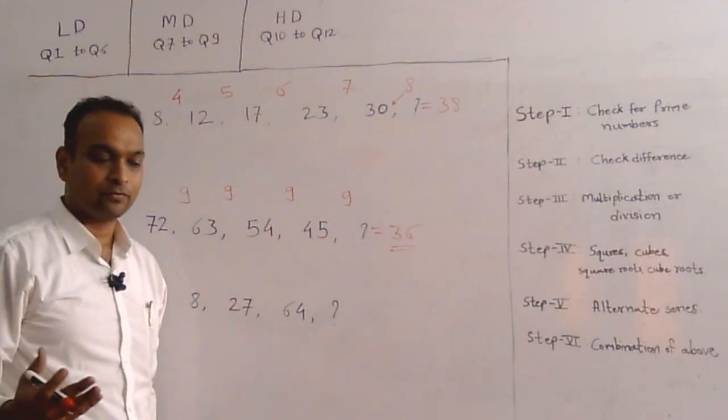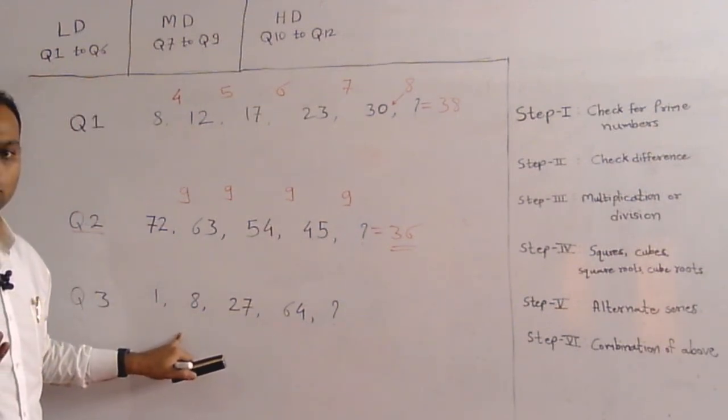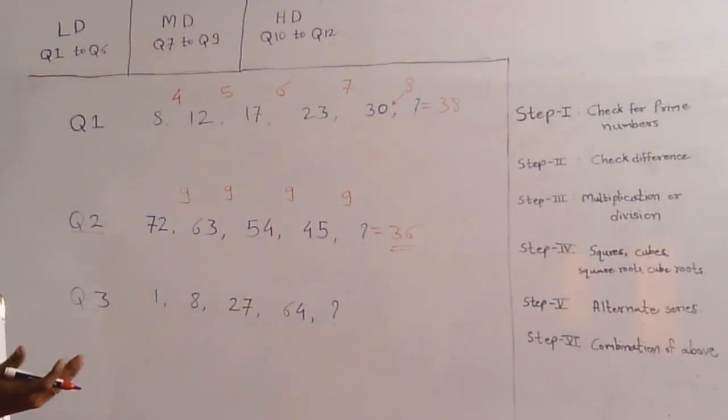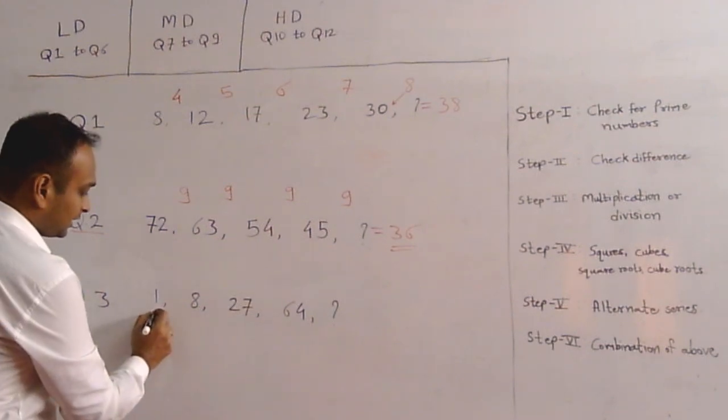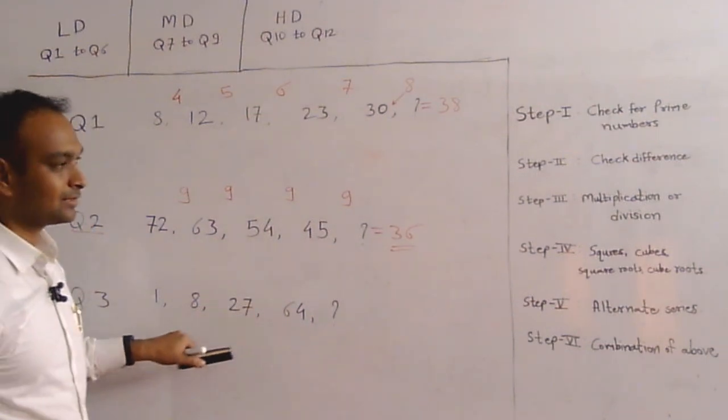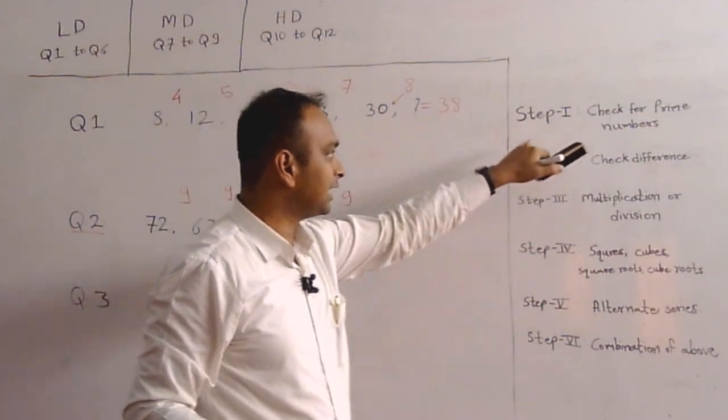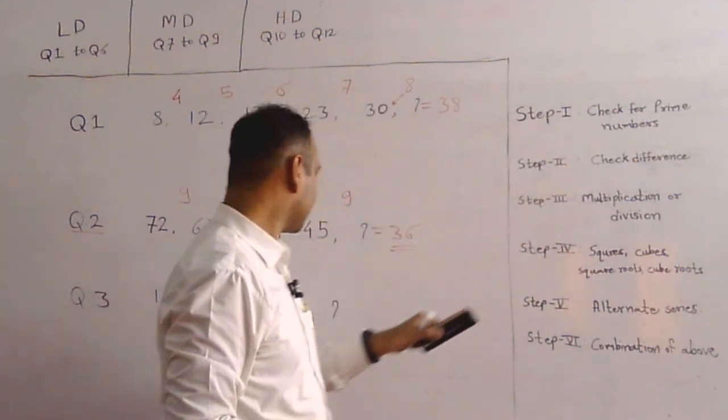I hope you might have tried for this. Now let's try to solve this together if you are not getting the answer. Here in this series we have these numbers. Let's apply our strategy. Let's go for checking the prime numbers.